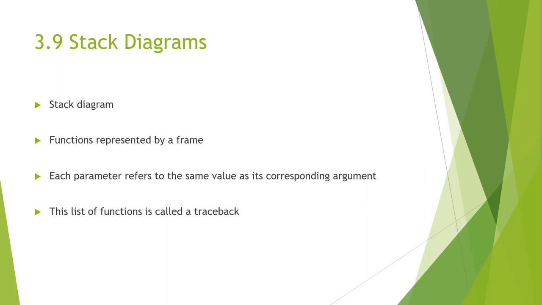We can call these stacks, or nested calls, as well. One of the things we have to realize is that when we're doing this, it gets kind of complicated. So we want to be able to make what's called a stack diagram to keep track of which variables can be used and where. It's sometimes useful to draw what's known as a stack diagram, like a state diagram, but the stack diagram shows the value of each variable, and also the functions to which those variables belong. Functions are represented by a frame, and each parameter refers to the same value as its corresponding argument. This will list the functions that were called, which is what's known as a traceback.